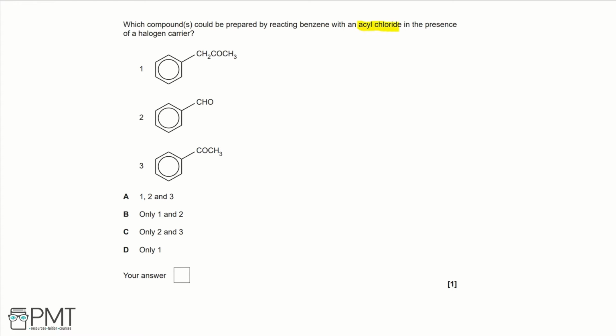So if we draw a generic structure of an acyl chloride, here we have a chlorine, a carbonyl group, and an R group. When you react it with benzene in the presence of a halogen carrier, this chlorine drops off and it will bond to your benzene ring. So now we need to look at the different options.